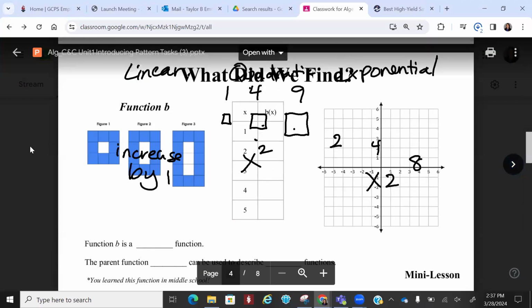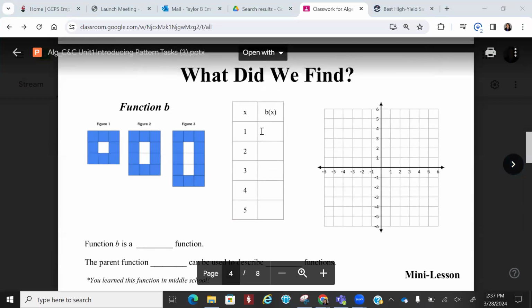So, what did we find? Let's put this into a table. So, how many were in the first one? And then, how many were in the second? Three, two, one. And then, the third, fourth, and then fifth. So, fill in that table.